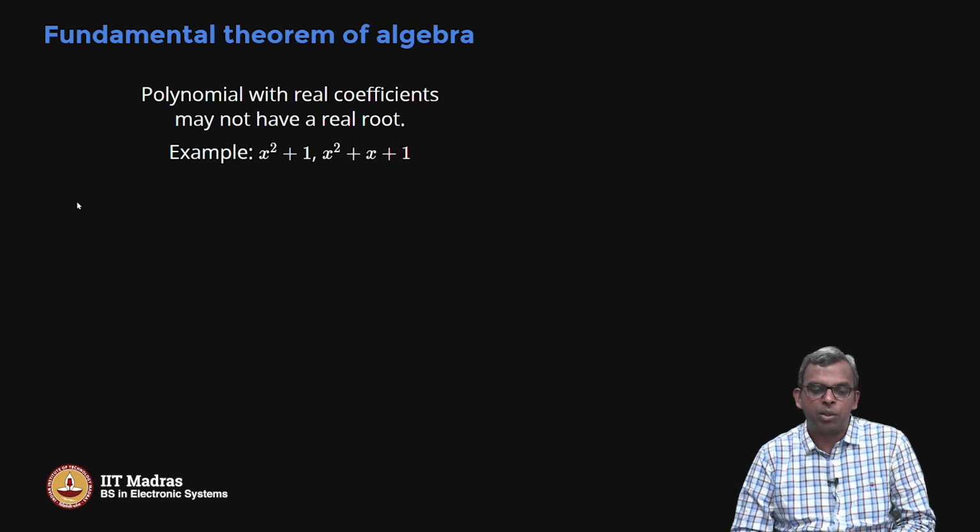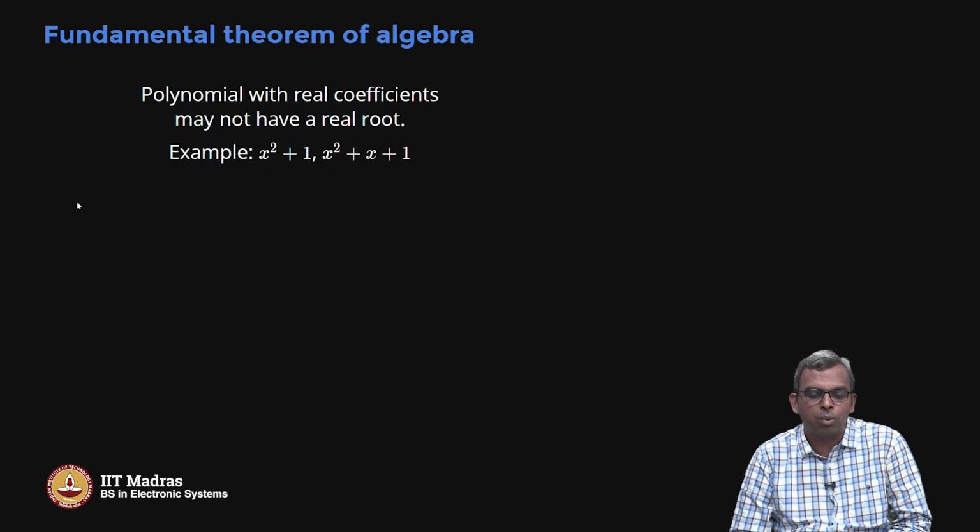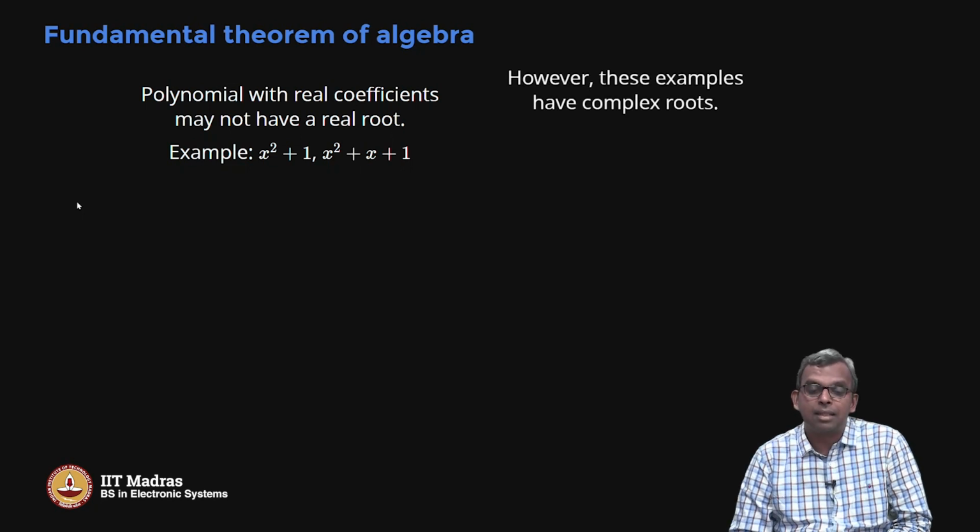It's extremely useful. Okay, so it starts with this observation. Supposing you have a polynomial with real coefficients, you may not have a real root to it. Like for instance, if you say x squared plus 1, right, that polynomial has no real root. There is no real number for which x squared plus 1 will be equal to 0. Likewise, x squared plus x plus 1 also falls in the same category. There is no real number for which x squared plus x plus 1 will be equal to 0. However, these two examples have complex roots.